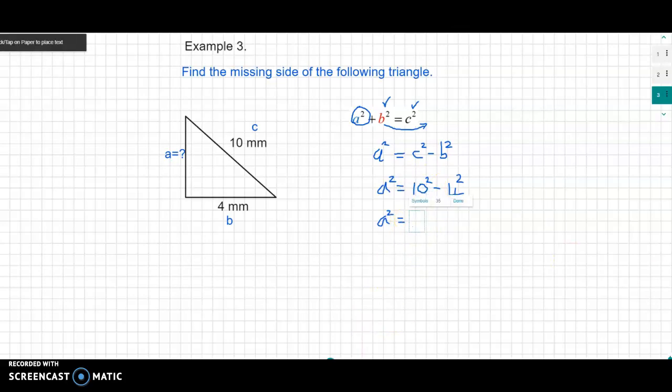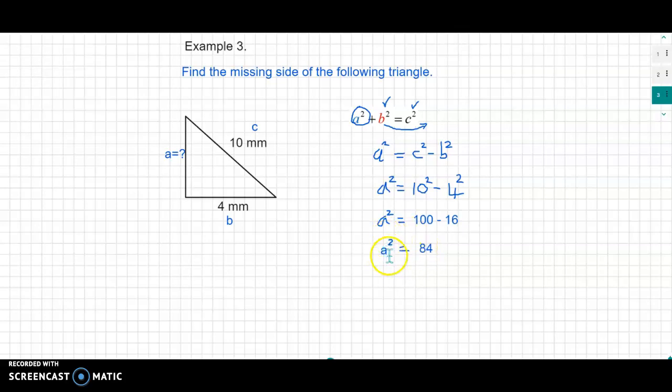That's 10 times 10. Be careful, because some of you multiply 10 times 2, and it's not like that. It's 10 times 10, the same number. And then 4 to the power of 2 is 4 times 4, which is 16. So 100 minus 16. If we subtract 100 minus 16, that will be 84. So a squared equals 84.